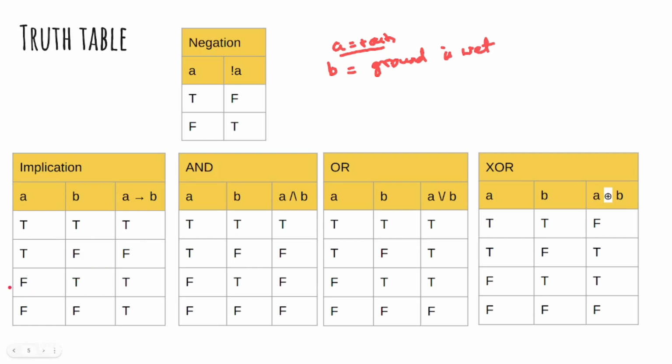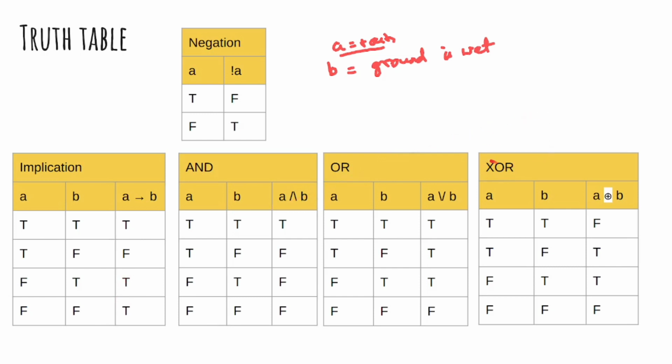The third row is saying if there was no rain, then the ground is wet. And there might be a possibility that because of irrigation the ground is wet. So this whole statement is true. The fourth line is saying if there was no rain and the ground is not wet, so this is also possible, that's why this statement is true.